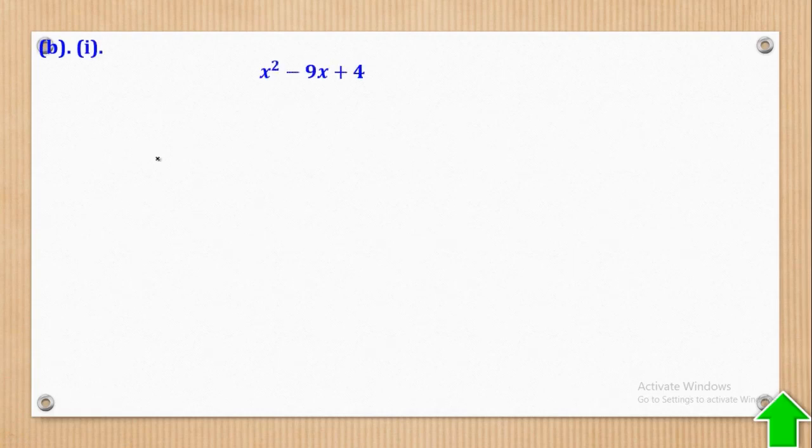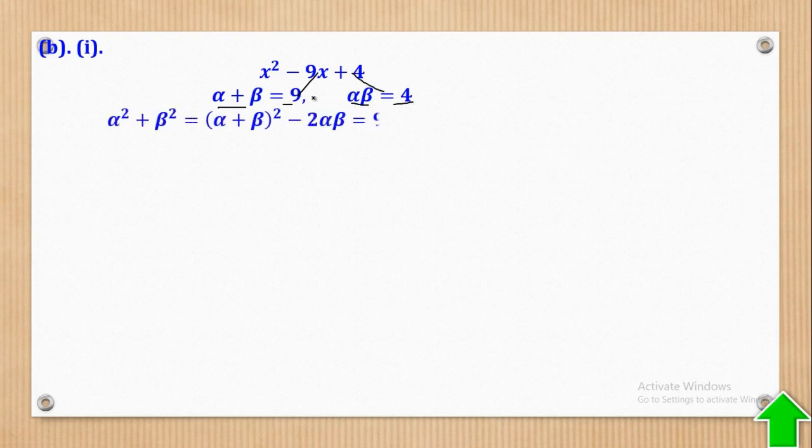For Roman 1, we shall say that this was the given expression. Therefore alpha plus beta is 9 and alpha beta is 4. Therefore alpha squared plus beta squared is given by this expression in terms of sum and product. Therefore I'll substitute. Sum is 9, product is 4. Therefore I'll end up with 73.